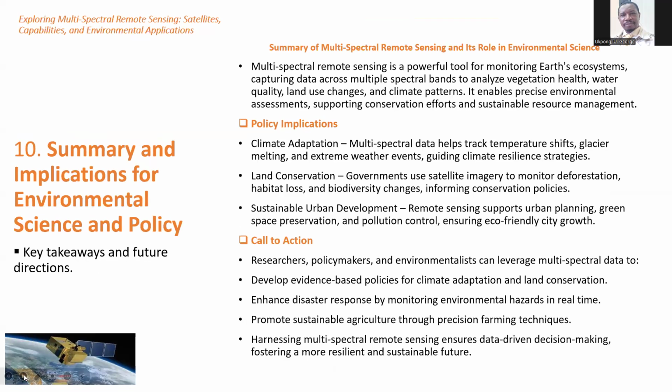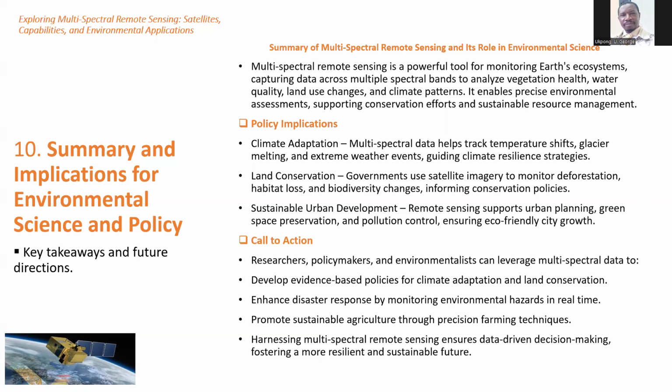In summary and takeaways, I want to say that multispectral remote sensing is a powerful tool for monitoring Earth's ecosystem, capturing data across multiple spectral bands to analyze vegetation health, water quality, land use changes, and climate patterns. It enables environmental assessments, supporting conservation efforts and sustainable resource management. Policy implications: climate adaptation, land conservation, and sustainable urban development.